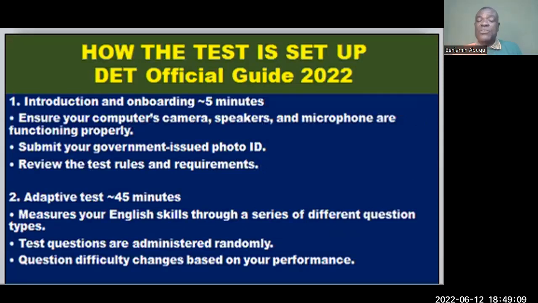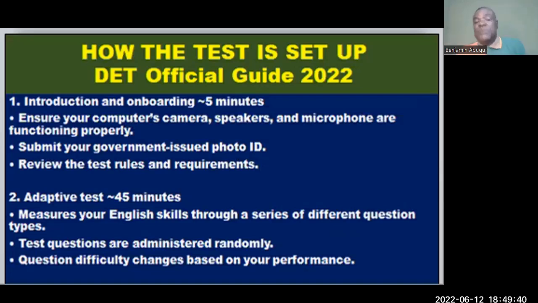Now, the introduction and the onboarding, 5 minutes. So you need to ensure that your computers, cameras, speakers, and microphone are functioning properly. You need to submit your government-issued photo ID, and you need to review the test rules and requirements. Make sure you understand everything and that you have gotten things in order.